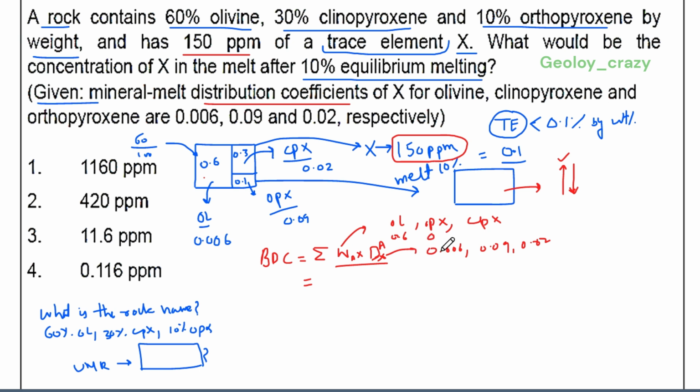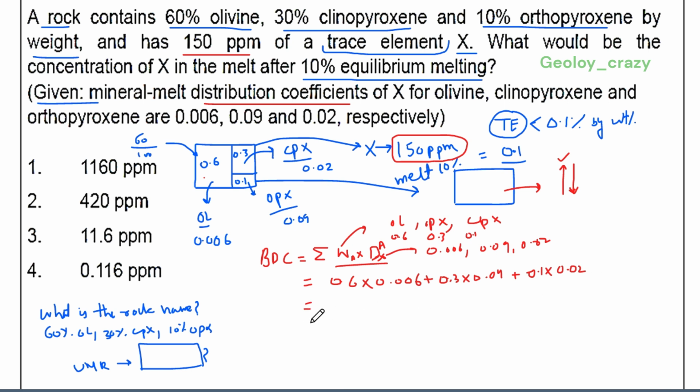This is 0.3. This is 0.1. So what we will do? We will multiply these two values. Okay, so what we will get? 0.6 into 0.1 is 0.006, plus the next one is OPX. OPX is 0.3, 0.3 into 0.3 is 0.09, plus we have 0.01 and we will multiply it with 0.02.